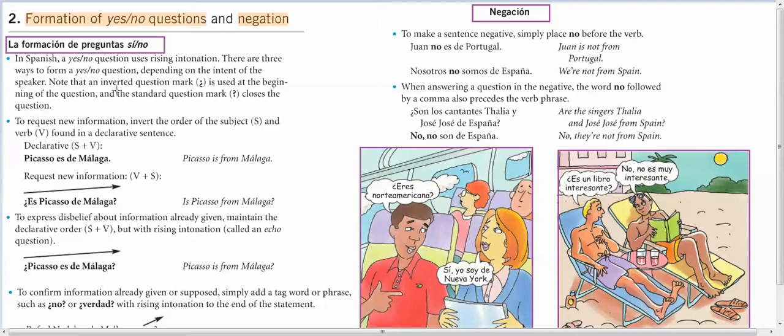Note that an inverted question mark is used at the beginning of the question, and the standard question mark closes the question.